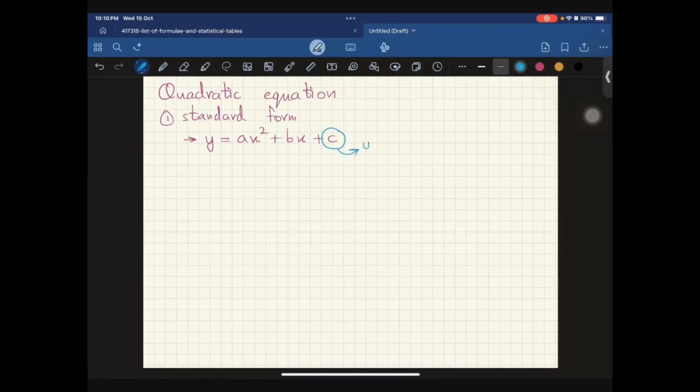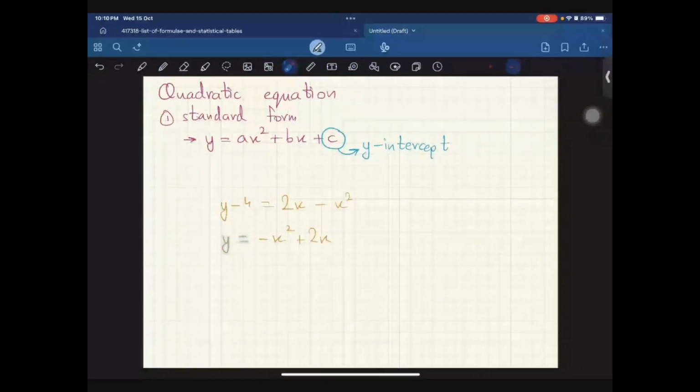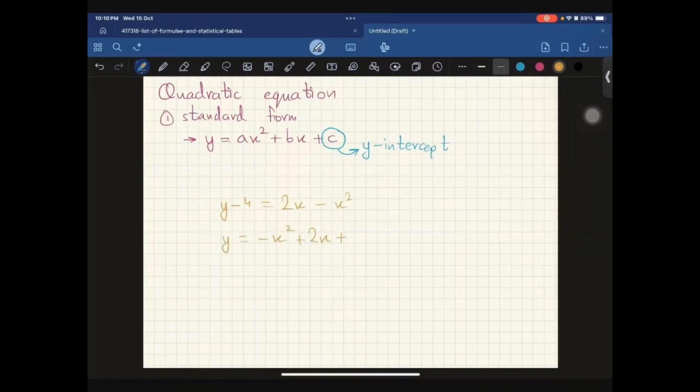basically represents the y-intercept. So if you have the quadratic equation in this format, now for example, let's say you're doing a question and they're asking you for the y-intercept, and you have an equation written like this: y minus 4 equals 2x minus x squared. So if you have to find the y-intercept, you should convert this form to this form. So I'll make y the subject, I'll shift everything else to the right, I'll make x squared the first term, then plus 2x. If I shift negative 4 to the right, it will become positive 4. So this is my quadratic equation in the standard form.